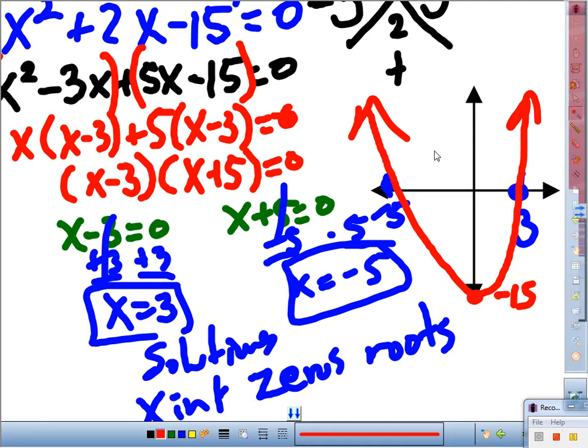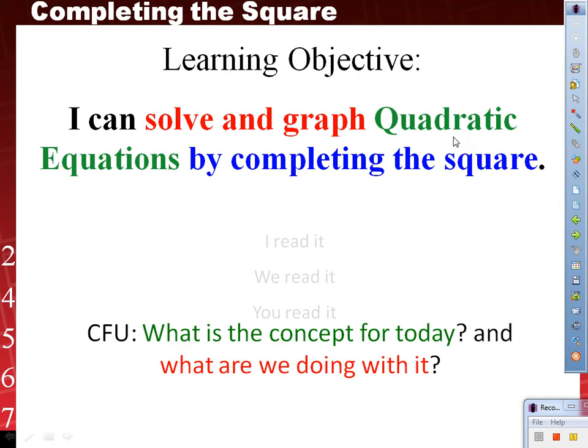4. Okay, not bad. Get a Cornell note ready, please. Our objective for today, I can solve and graph quadratic equations by completing the square. Let's read together. 1, 2, 3. I can solve and graph quadratic equations by completing the square. So today we're moving on because this is the third method of solving quadratic equations. Are there only 3? No. There's 2 more methods. So imagine when I give you, like, solve this quadratic equation 5 different ways. Let's go.